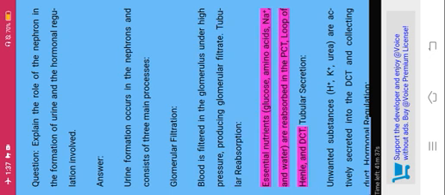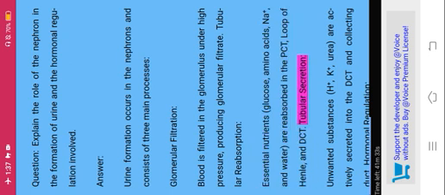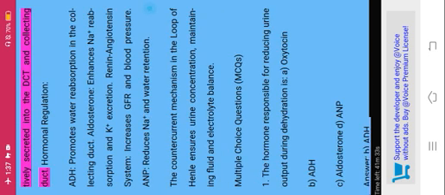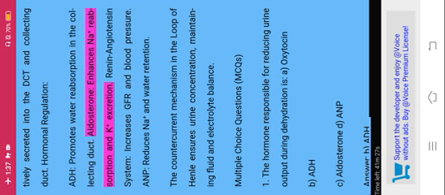Essential nutrients, glucose, amino acids, Na, and water are reabsorbed in the PCT, loop of Henle, and DCT. Tubular secretion: unwanted substances H, K, urea are actively secreted into the DCT and collecting duct. Hormonal regulation: ADH promotes water reabsorption in the collecting duct. Aldosterone enhances Na reabsorption and K excretion.